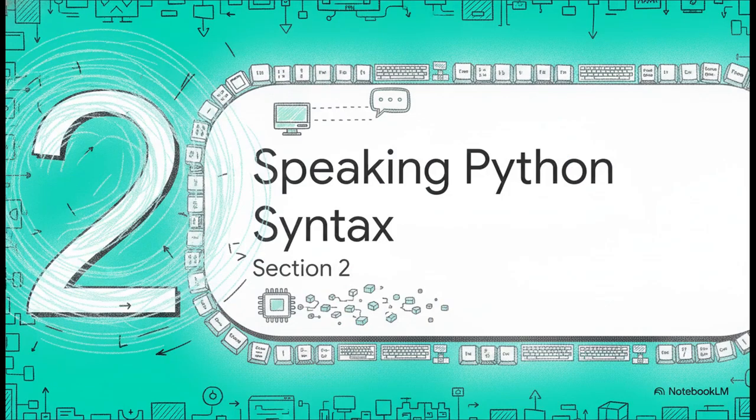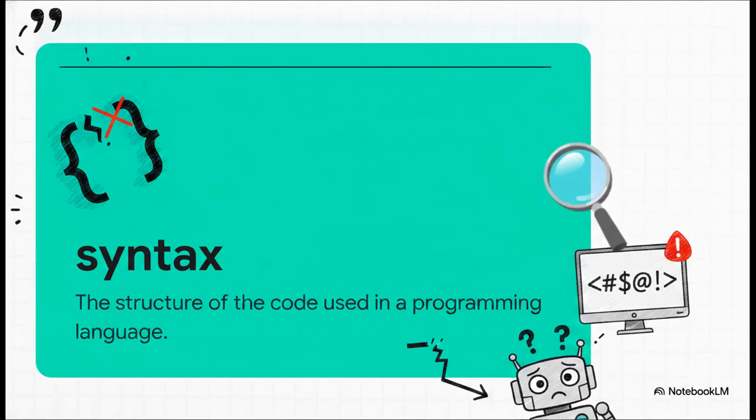Moving right along, let's look at Section 2, Speaking the Python Syntax. So when you take away those visual blocks, you are relying entirely on the written word. And here's the thing about computers. They are incredibly literal listeners. They have absolutely zero understanding of context. In programming, this strict grammatical rule set is called syntax. Syntax refers to the precise structure of the code used in a programming language.